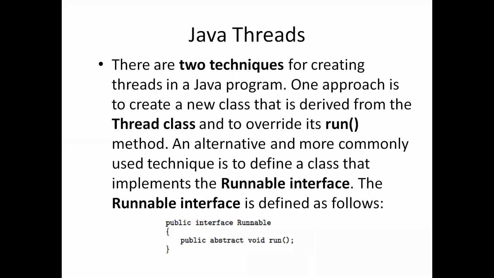And here we have the code: the Runnable interface is defined like this, public interface Runnable. This is an interface in Java, specified by using the interface keyword, and the name of the interface is Runnable. If it is a class, how do we write it in Java? class, name of the class. It is an interface, so we write interface, name of the interface is Runnable, and it consists of the run method inside it.